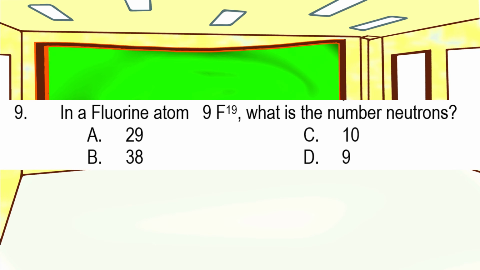Question number 9. In a fluorine atom, what is the number of neutrons? A. 29, B. 38, C. 10, D. 9.